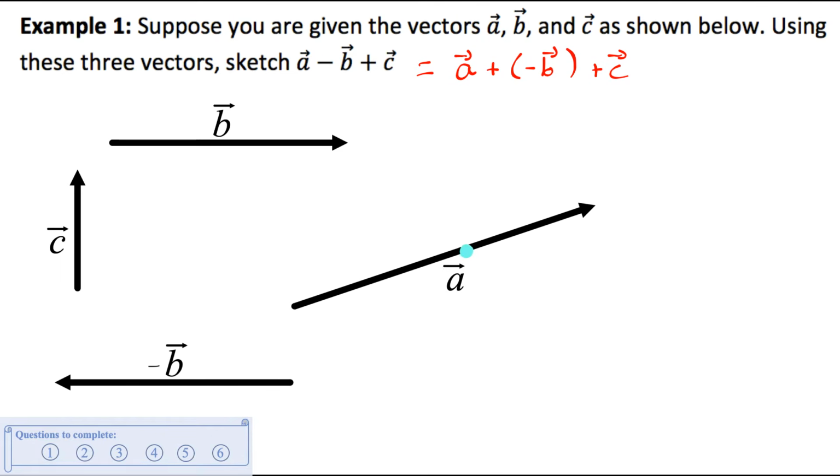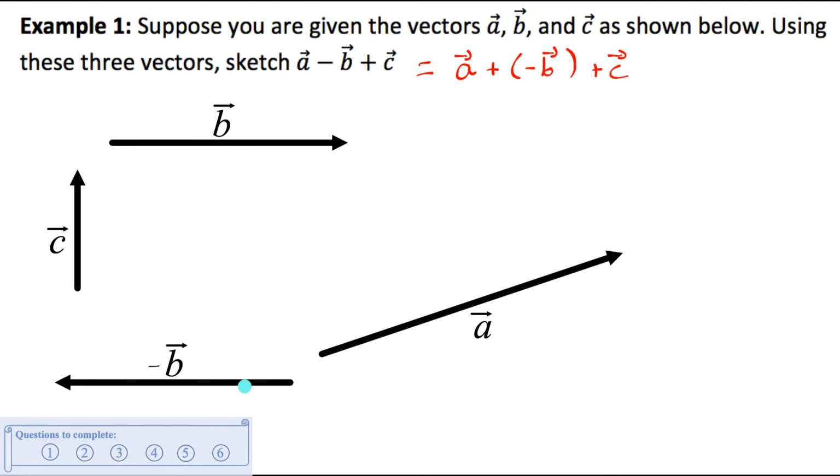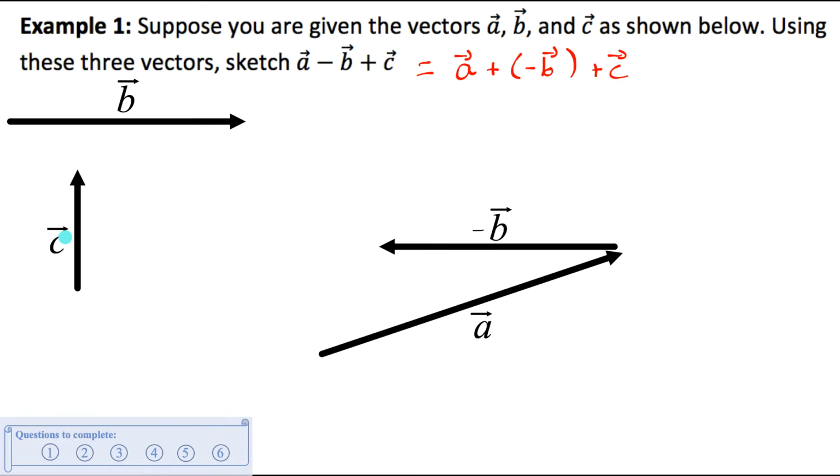So to do that, I would take negative vector b and place the tail of it at the tip of vector a. And now I need to add vector c to those two. So I'll place the tail of vector c at the tip of negative vector b. Okay, so when adding vectors, we place them all tip to tail.